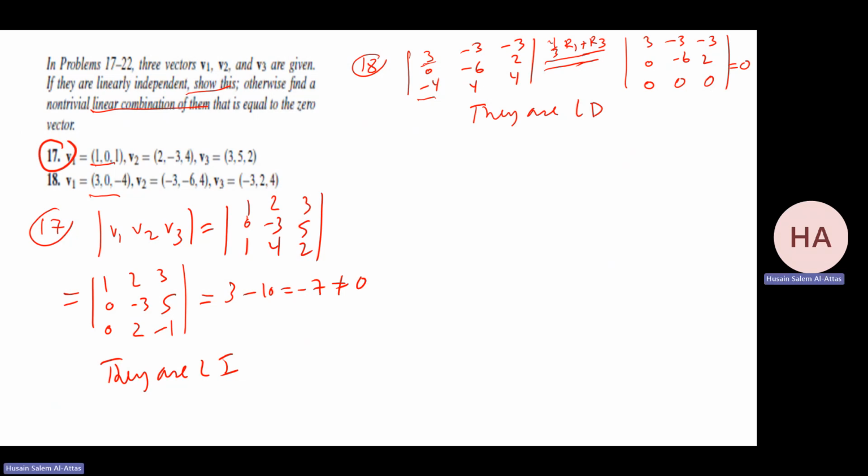Now, I need to see the linear combination. So I'll do it this way. C1 V1 plus C2 V2 plus C3 V3 equals 0. For sure, I'm getting zeros. I'm getting C's, not all zeros. So I can find the linear combination of these three vectors. So I need to solve this system, which is this one.